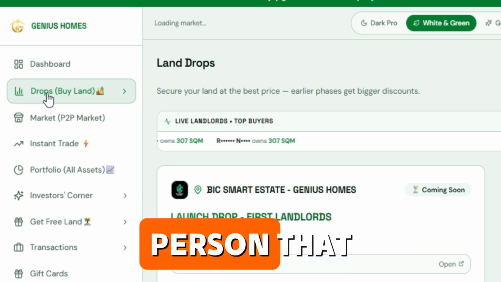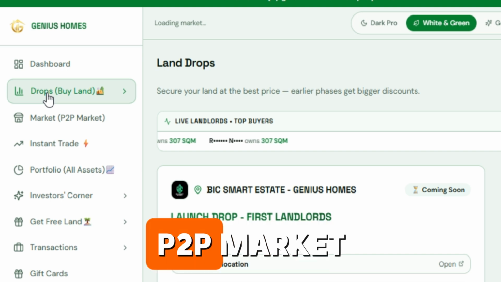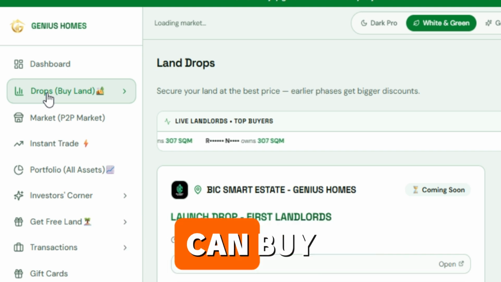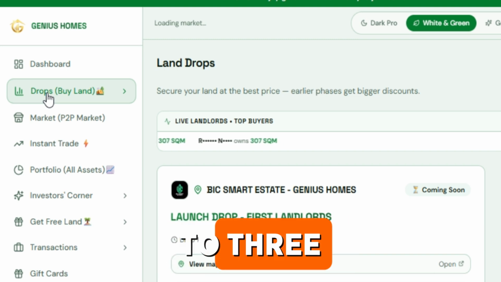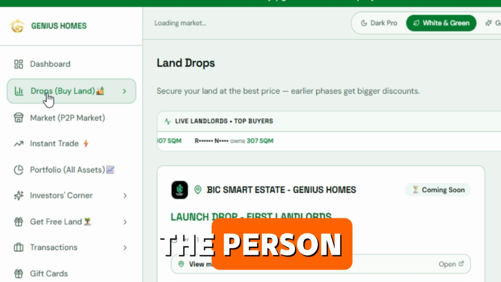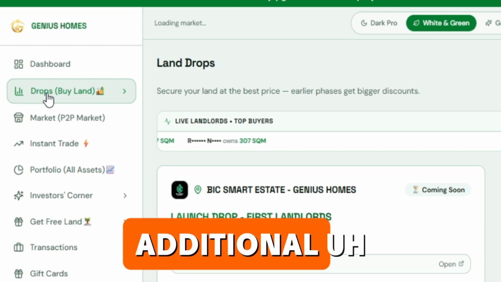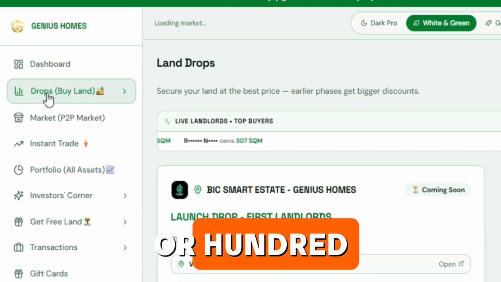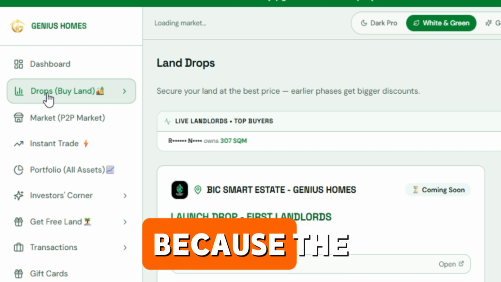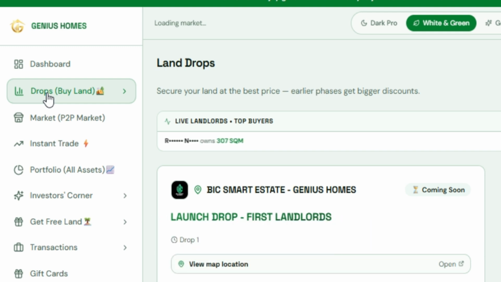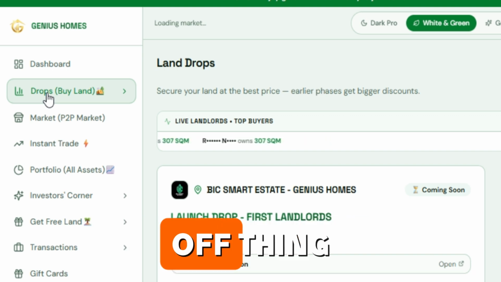Now every other person that didn't get from the drop buys from other people on the P2P market. Somebody can buy maybe 500 square meters on drop, but within 2 to 3 months, or a month, or 2 weeks, the person has additional funds and says, okay, I want to add an additional 500, 200 or 100 square meters. There is no other means to buy, because the lands are all taken. The only way to buy is from people who have already purchased, because the drop is a one-time, one-off thing.